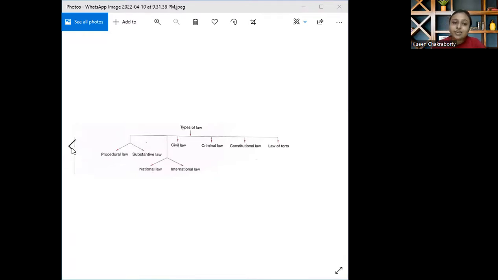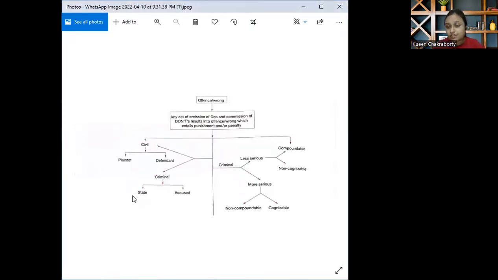Okay. So next, the thing that I want to discuss is what is an offense and what's a wrong. We find this term very common for those who are studying law or who have law in their examination. So what is an offense, or what is a wrong? Any act of commission or omission, that means if something has to be done and we haven't done it, or doing something which was not supposed to be done, results in an offense or wrong, which entails punishment or penalty, or both.